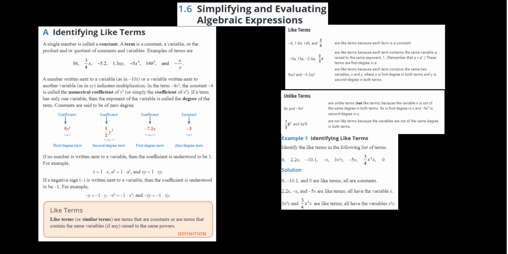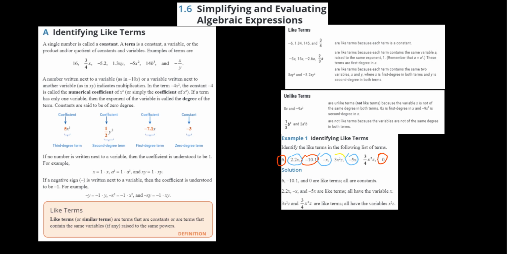So we know that 6, negative 10.1, and 0 are like terms because they are constants. They're numbers, right? Now, 2.2 times x, negative x, and then this negative 5x are like terms because they all have the variable x, and the x is raised to the first power. Yes, they all have the variable x, and they're all raised to the first power, so they are like terms as well.